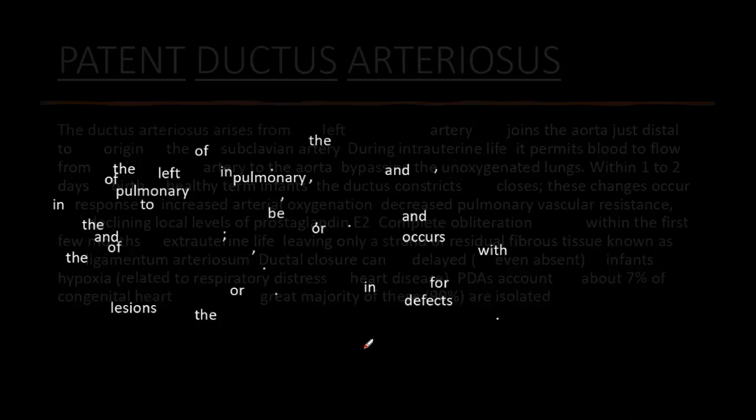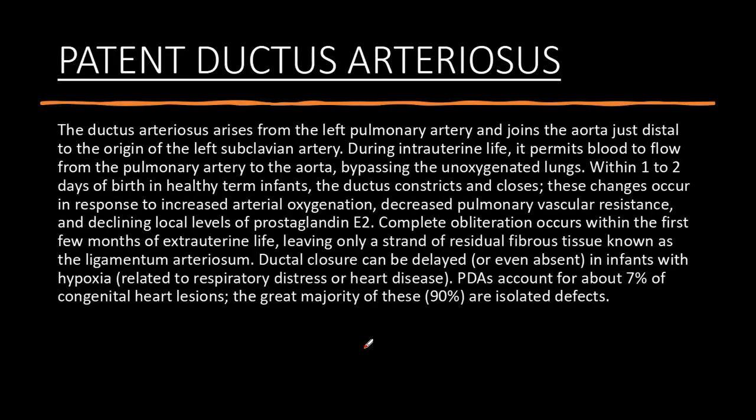Now, let's look at the last acyanotic shunt anomaly, which is patent ductus arteriosus. Now, the ductus arteriosus usually arises from the left pulmonary artery and joins the aorta just distal to the origin of the left subclavian artery. Now, during intrauterine life, it is important because it permits blood to flow from the pulmonary artery to the aorta, so bypassing the pulmonary circulation, because intrauterine, the fetus does not use the lungs to breathe.